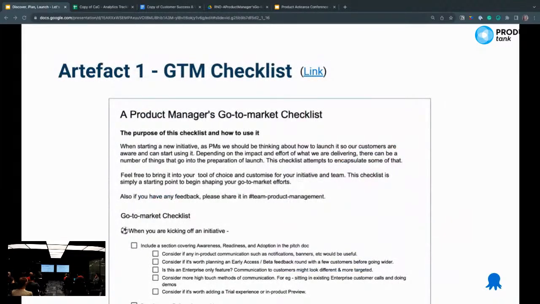So first up is our go-to-market checklist. Now, at Octopus, product managers are encouraged to actually think about their launch strategy as soon as they've gone through and crystallized their problem into a product one-pager, or we call it a pitch doc. So they're doing this alongside thinking about their high-level solution. Ideally, you have a first draft of this.